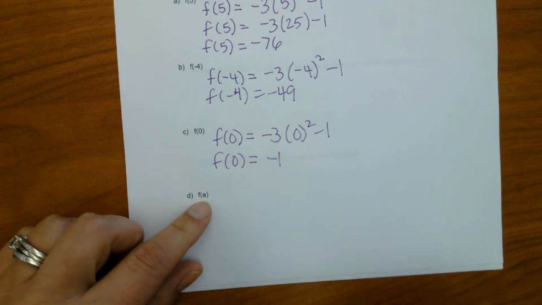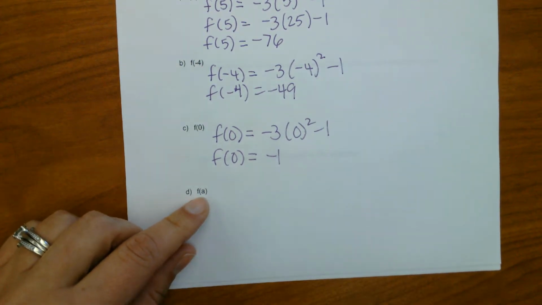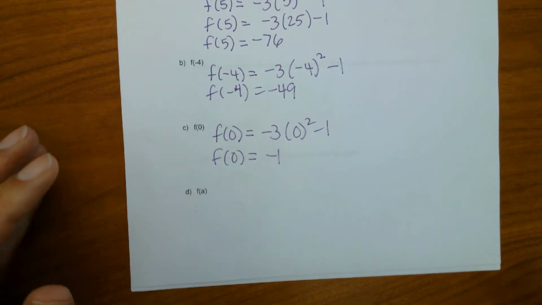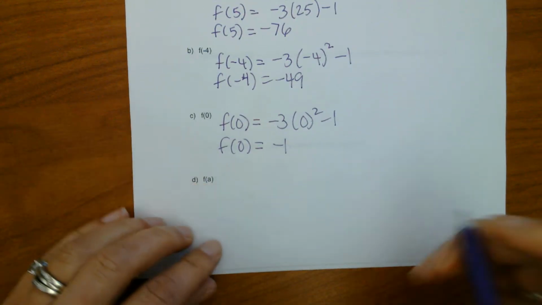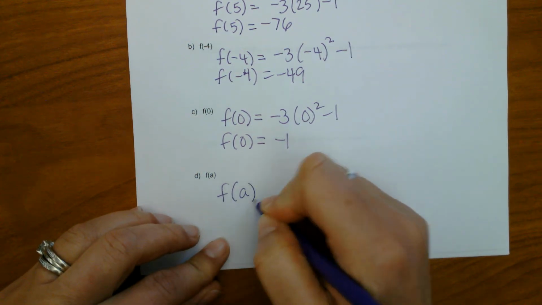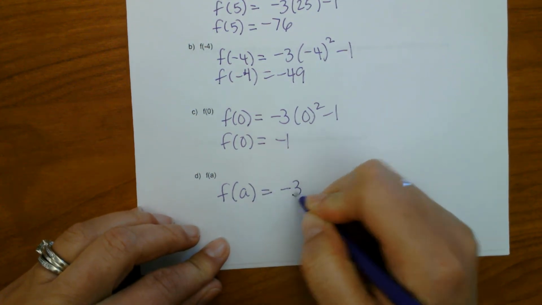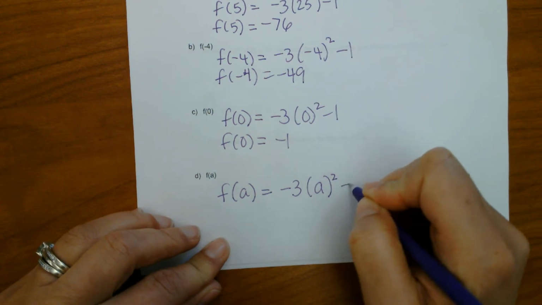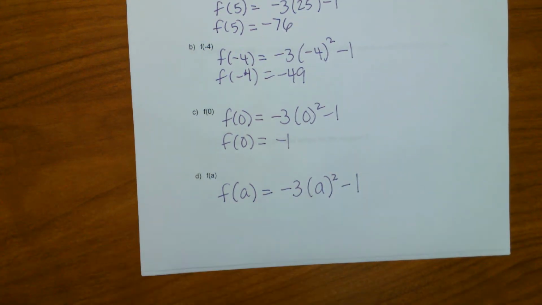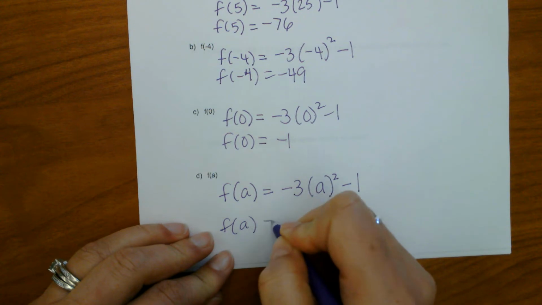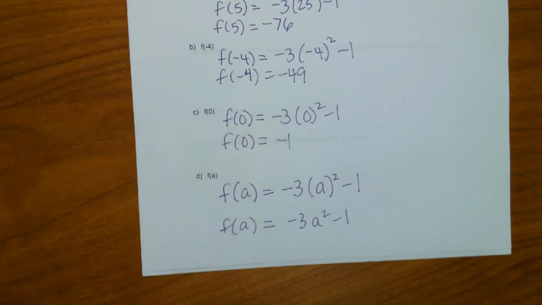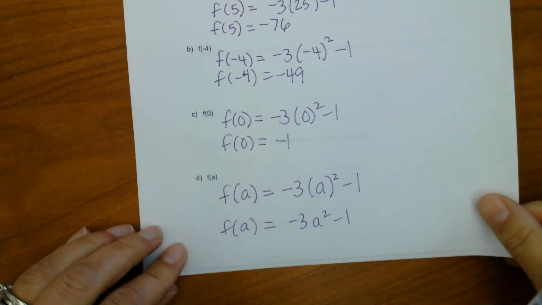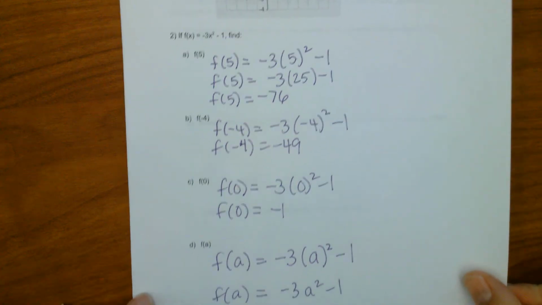Next, f of a. Now we're going to see that we're going to be substituting in letters or expressions, and that's fine. So here we're just going to take the x out and replace it with the a. So f of a equals negative 3 times a squared minus 1. I like the parentheses there. You can rewrite it, it's absolutely fine: negative 3a squared minus 1. That's fine as well because a times a is a squared. So that's just a simpler version. Okay, moving on.